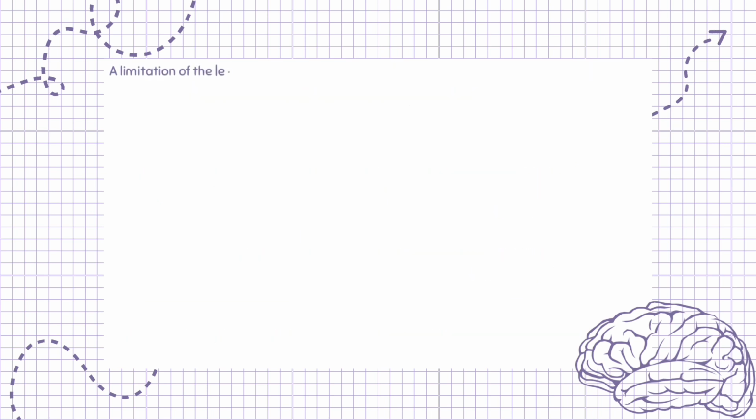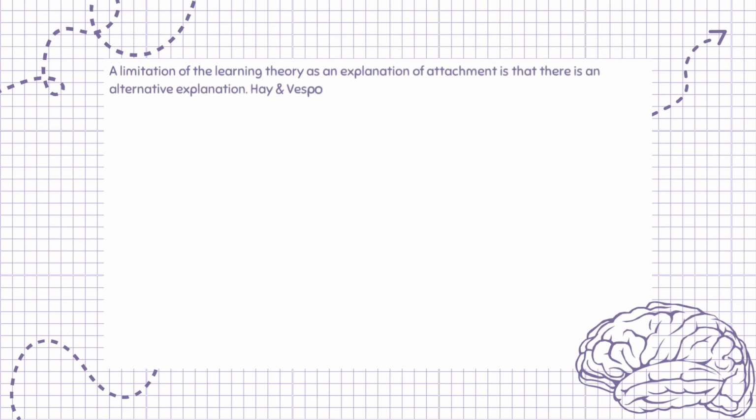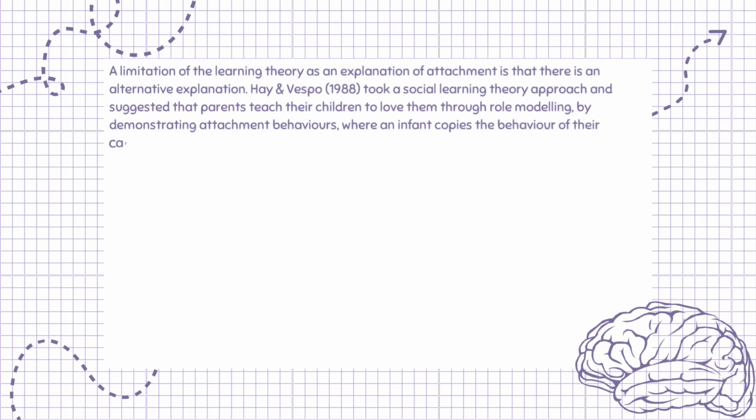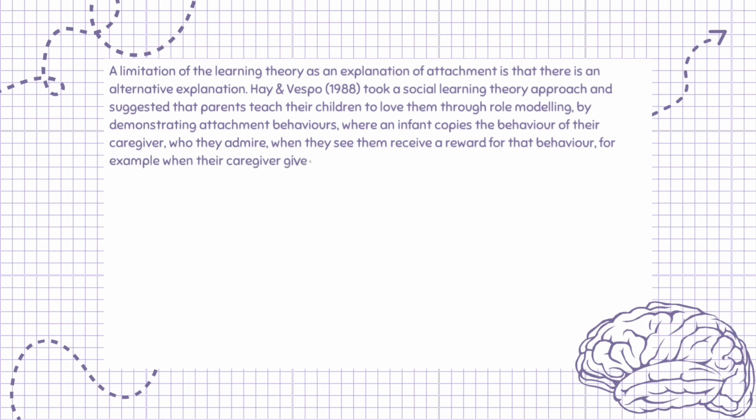A limitation of the learning theory as an explanation of attachment is that there is an alternative explanation. Hay and Vespo, 1988, took a social learning theory approach and suggested that parents teach their children to love them through role modeling, by demonstrating attachment behaviors, where an infant copies the behavior of their caregiver, who they admire, when they see them receive a reward for that behavior. For example, when their caregiver gives someone a hug, they receive a hug back.